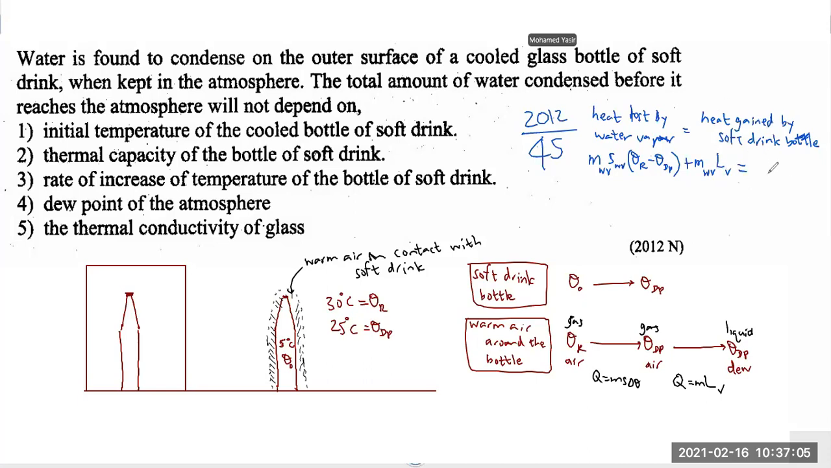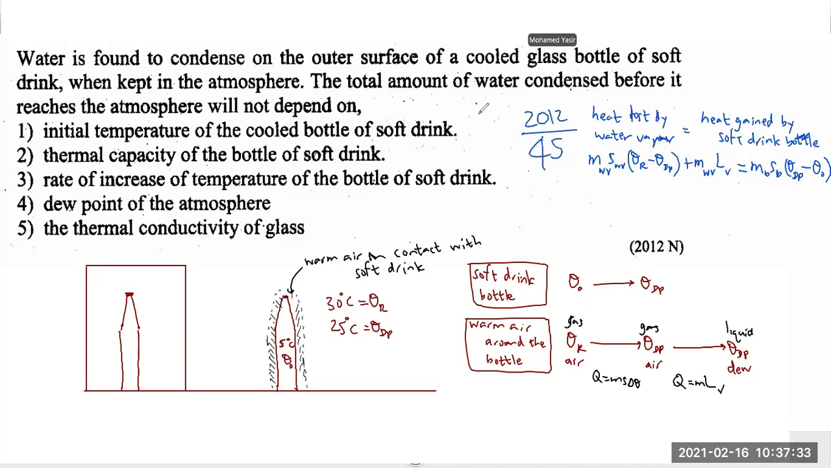And the heat gained by the soft drink bottle, what is the equation? Mass of bottle, I'll put M_b, into specific heat capacity of the soft drink bottle material, into change in temperature, which should be dew point minus theta naught. Initial temperature is theta naught, and it will get heated up to dew point. So if air is cooling down, the bottle should have got heated up. Someone should have absorbed the heat from the air.